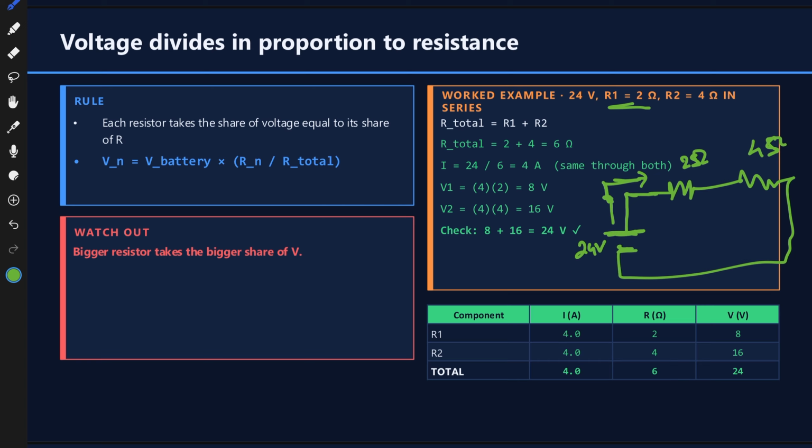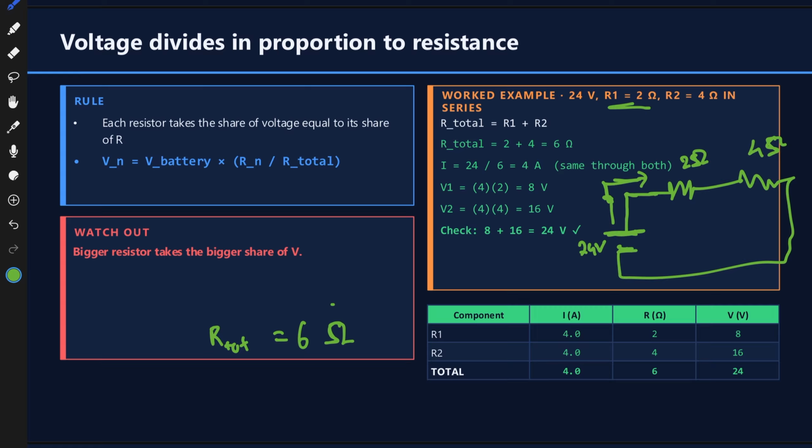So the resistance total then, if you remember how we calculate resistance total, we just add the resistances. Resistance 1 plus resistance 2, which is 2 ohms plus 4 ohms, or 6 ohms, is your resistance total. And then we need to find the voltage dissipated across each of these.